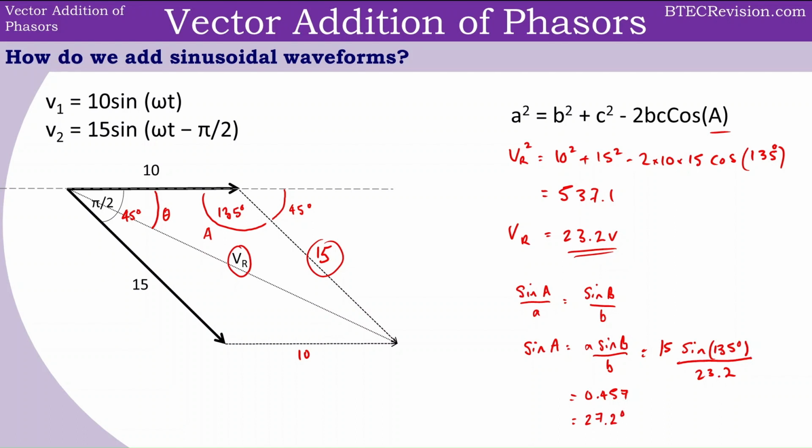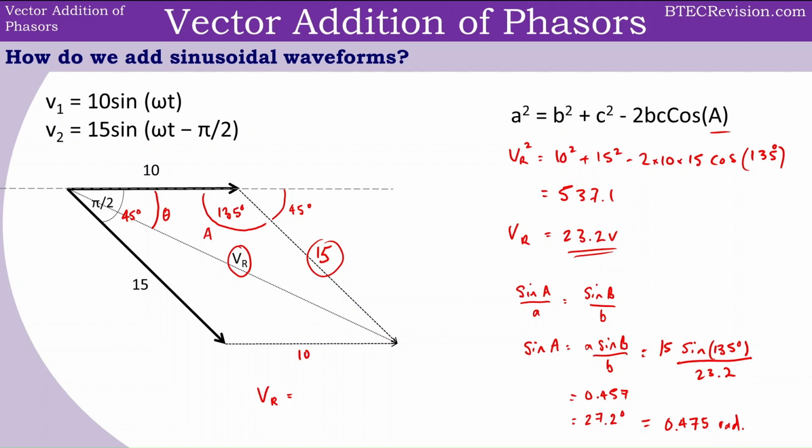27.2 degrees. And to convert this into radians, we can do times pi divided by 180, which gives us a value in radians of 0.475 radians. So therefore, we can write the phasor.